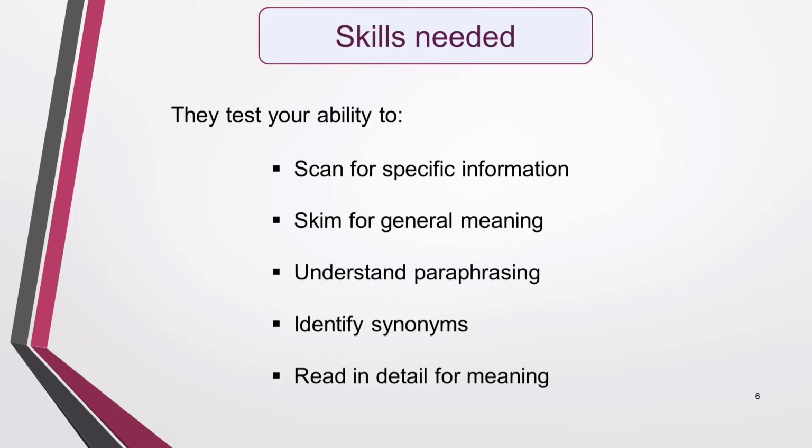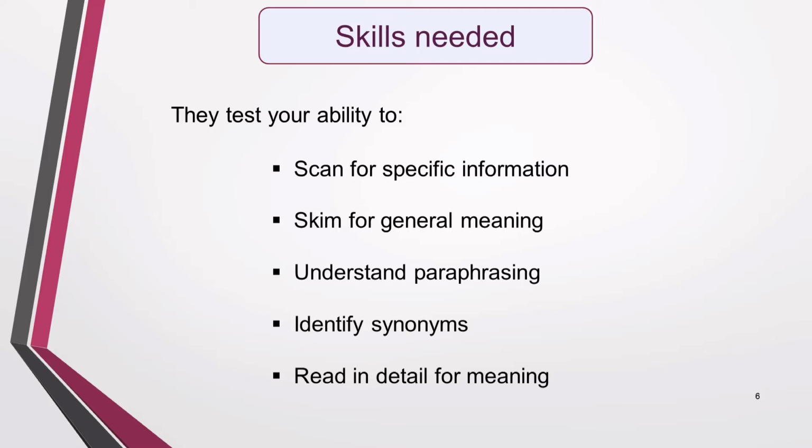Table completion questions test your ability in a range of reading skills. You need to be able to scan for specific information, skim for general meaning, understand paraphrasing, identify synonyms, and read in detail for meaning. The information in the table or flowchart will match information in the text, but it will very likely be paraphrased and include synonyms.